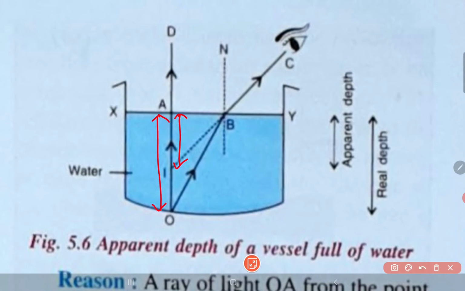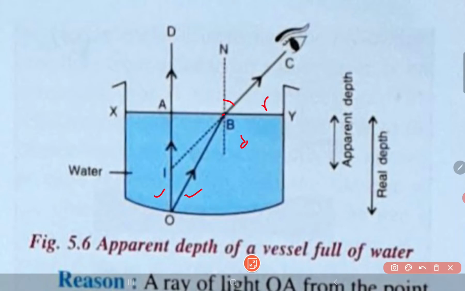So why does this happen? As you can see, when the bottom part of the vessel, that is O, throws light, it can throw any number of rays, but for simplicity we have taken two. When a ray of light strikes the surface of separation, as you all know, it is moving from the denser medium to the rarer medium, therefore it will bend away from the normal.